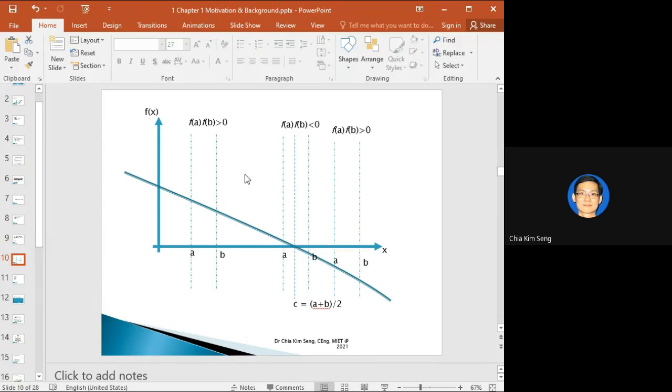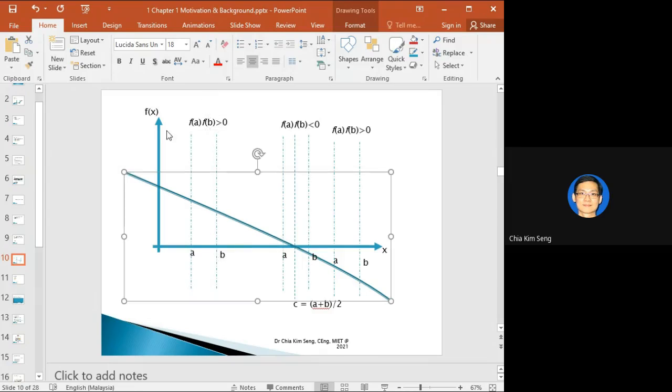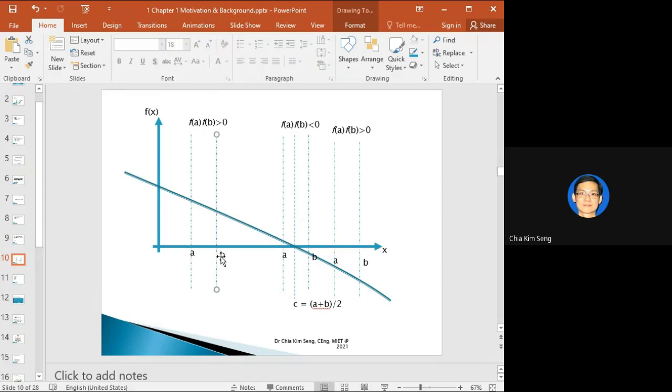Okay, so this is a picture. First we take this one, a and b. This is our f(x). Our f(x) is not so non-linear, but anyway, it's just a demonstration. It can be non-linear. Now we narrow down very close, so it looks linear already, but actually it's non-linear. Anyway, it's not the important part. The most important thing is that you have an a and b. When you substitute this a value and b value into f(x), you get a positive value. Am I correct?